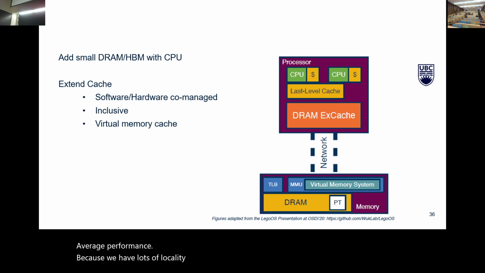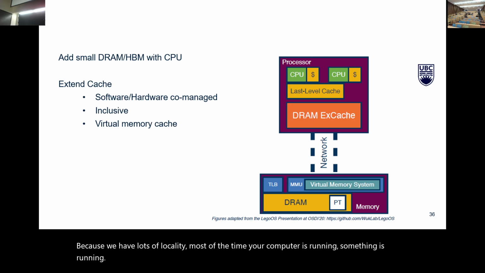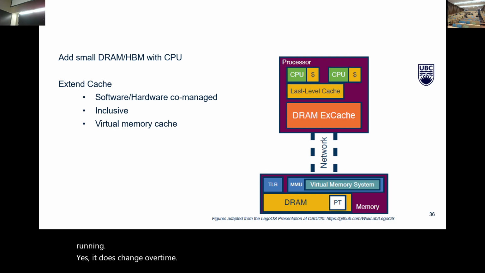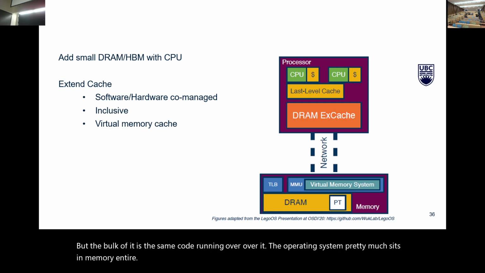Most of the time when your computer is running something, it's running the same little bit of code that it's been running for the last 5 minutes. It's accessing the same data. Yes, it does change over time, but the bulk of it is the same code running over and over again. The operating system pretty much sits in memory entirely. It's crazy when you see people building their operating system pageable. They do it because there's stuff in the operating system that doesn't end up getting used very often.